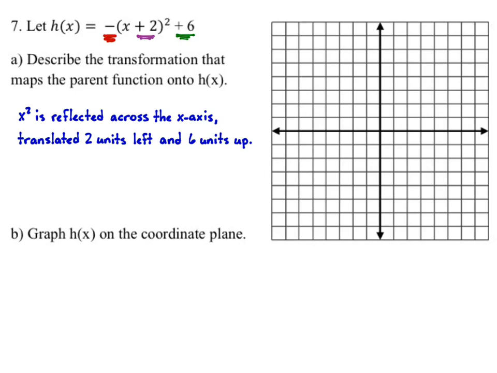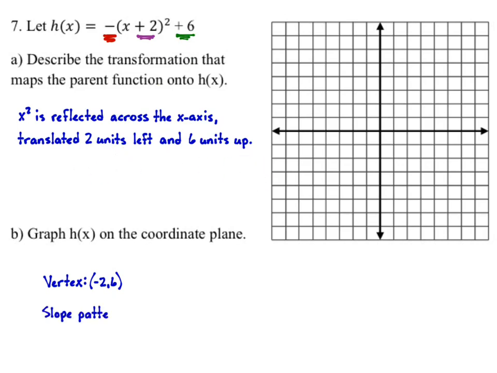All right, the next part of this, it says graph h of x on the coordinate plane. So this is pretty straightforward. Remember, the two things you need to graph a parabola are the vertex, and in this case the vertex is going to be -2, 6, because again we're changing this sign and we're keeping that sign, and we can see that here, 2 units left, 6 units up. And then we need our slope pattern.